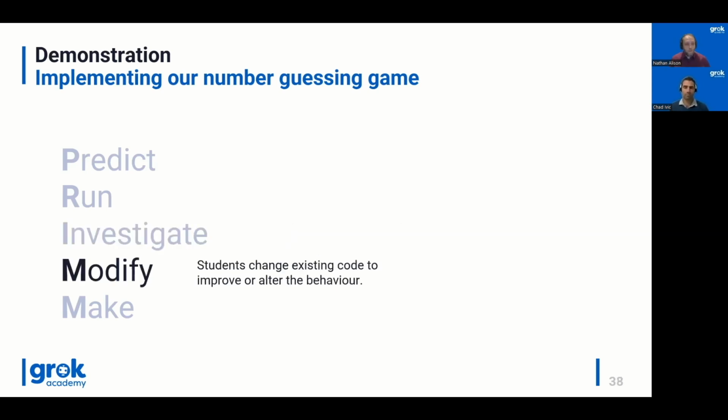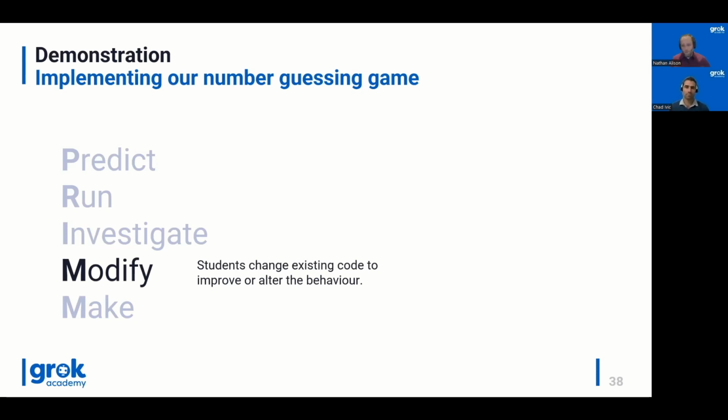And then an example of modify would be students changing the existing code to improve or alter the behavior. So perhaps rather than a number guessing game from 1 to 100, an initial easy modification would be, I don't want it to be 1 to 100 anymore. I want it to be 1 to 50, or maybe 1 to 200. That's a sort of more straightforward modification that the students could make to the code.